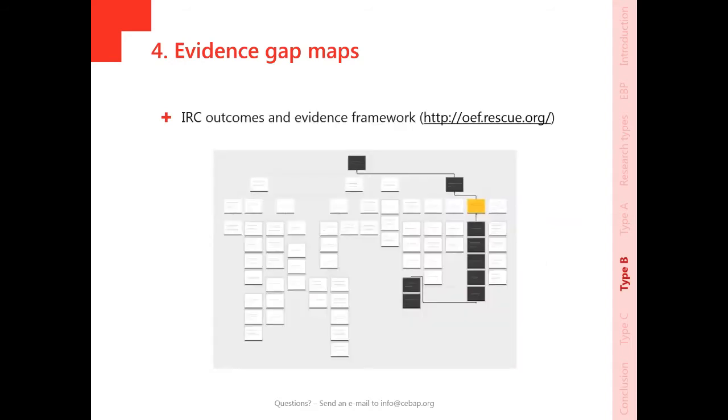Another interesting map is the IRC Outcomes and Evidence Framework. The main goal of this framework is not to show research gaps, but it's rather to show you which interventions are available and for which interventions there is evidence available. And it also offers a range of outcomes and indicators that can be used to evaluate your own programs. So if you are looking for questionnaires, the Outcomes and Evidence Framework is a good place to start.